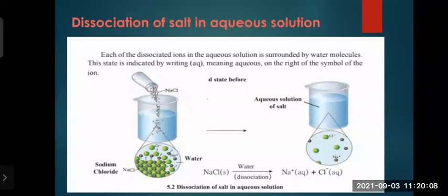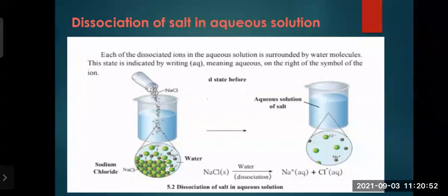But after that, what happened? The water molecules started pushing the Na plus cation and Cl minus anion. And due to that, what happened? The Cl minus anion and the Na plus cations got surrounded by water molecules. This state is indicated by writing AQ, meaning aqueous: Na plus aqueous, Cl minus aqueous. They are written on the right side of the symbol of the ion, Na plus in bracket aqueous. So in this way, the dissociation of salt takes place, forming an aqueous solution.